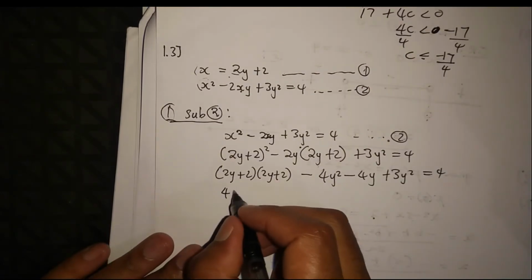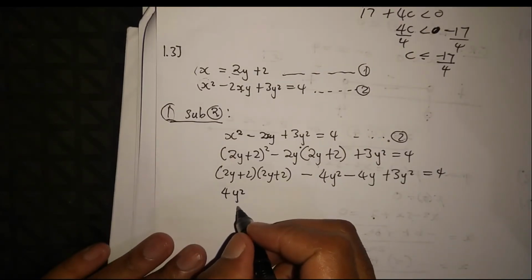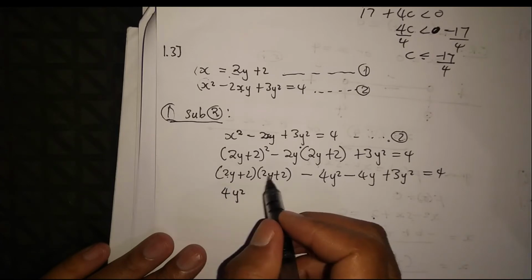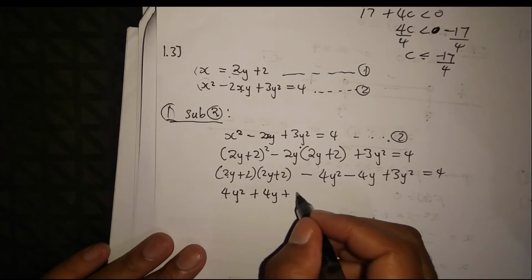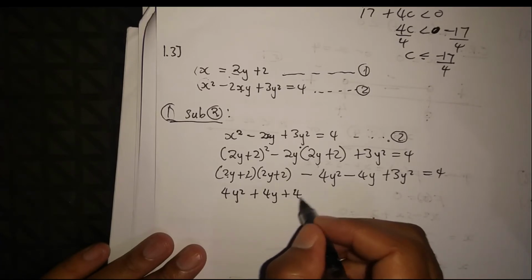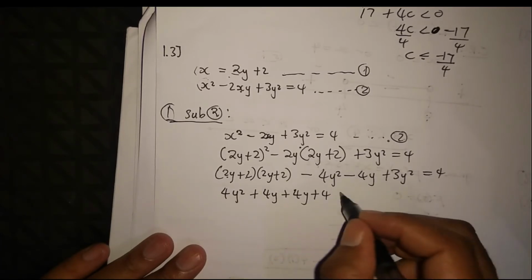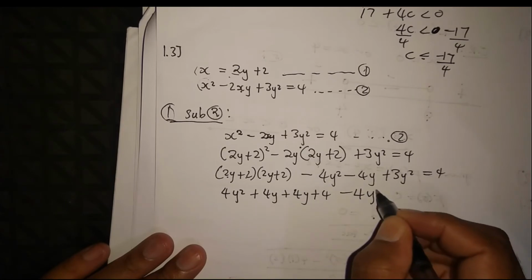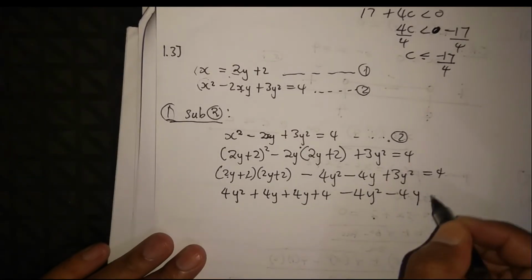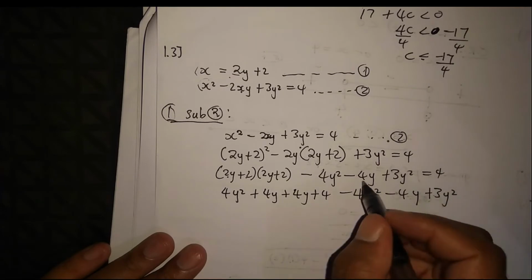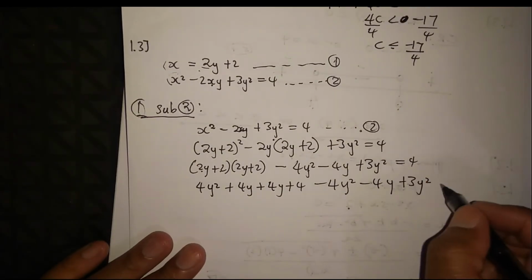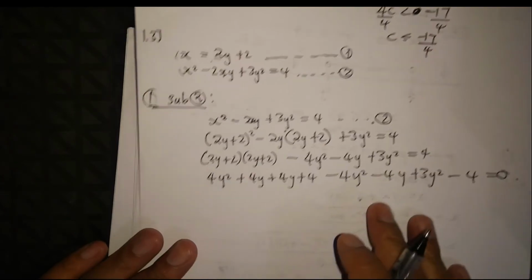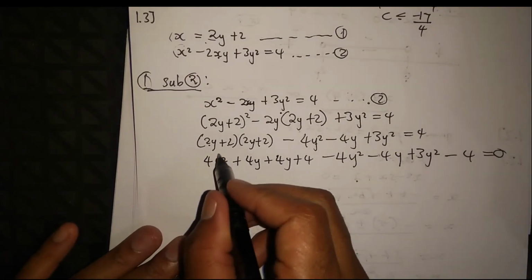So we have 4y squared plus 4y plus 4y plus 4 minus 4y squared minus 4y plus 3y squared. We have to learn another like terms, but I won't add just yet. As let's say 4, again equal to, as we add everything.